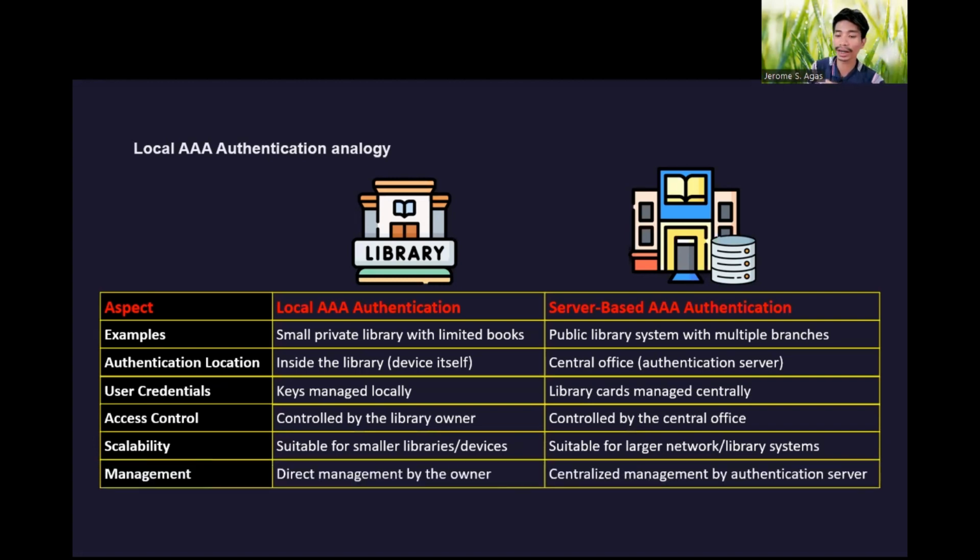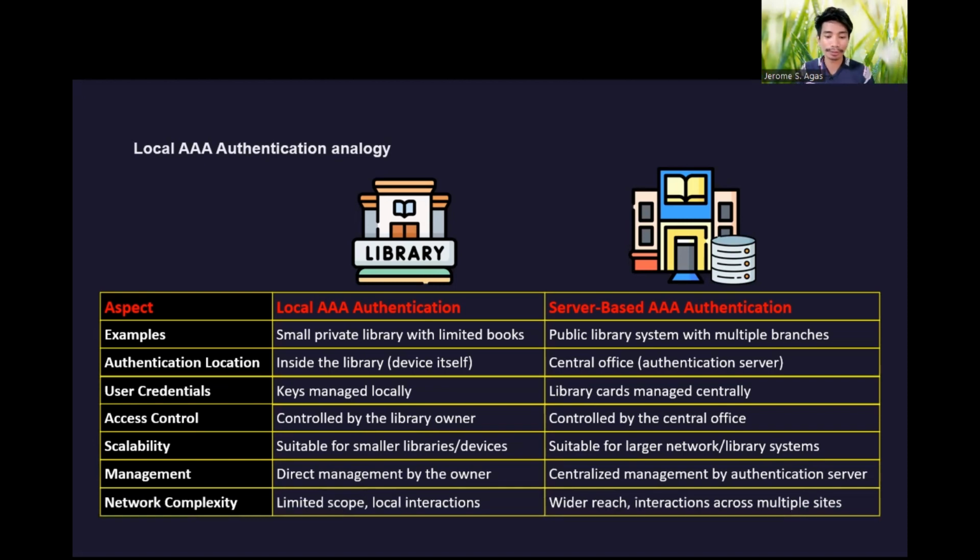And of course, the management is direct management by the owner, just like the access control, right? The server-based AAA connection has centralized management by the authentication server. So that's the power of the authentication. In terms of network complexity, it has a limited scope and local interactions. How many people are inside the library? There is a limited scope, so there is no access from the outside, right? Unlike server-based authentication, which has a wider reach and interaction across multiple sites. So that's the analogy of the library.